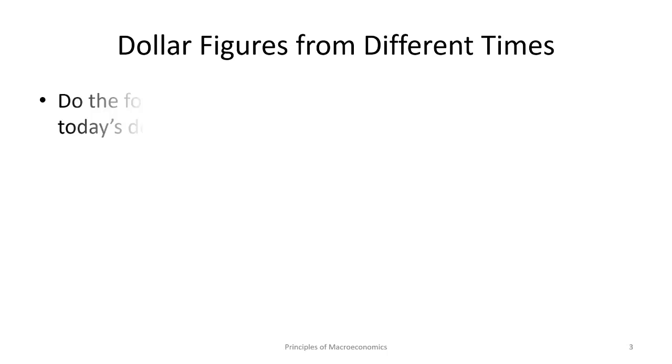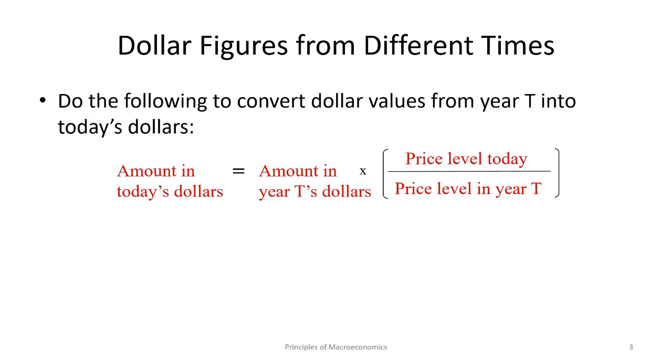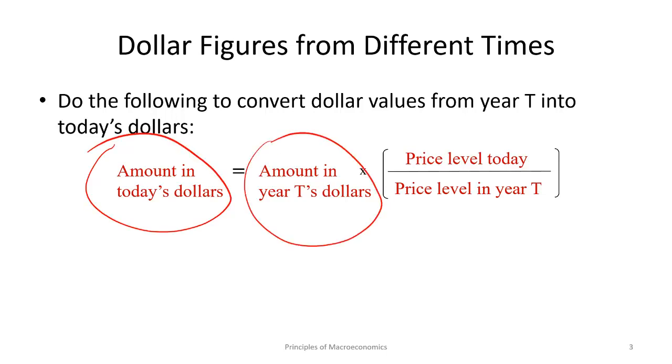For the purpose, we are going to use a simple formula. So amount in today's dollars is equal to amount in year T dollars, say in the 1950s, then you multiply it by the price level today, which is also the CPI today, and divide by CPI in year T. By doing this we can compare the price of something in earlier years in today's terms. Next I'll show how to do it using an example.